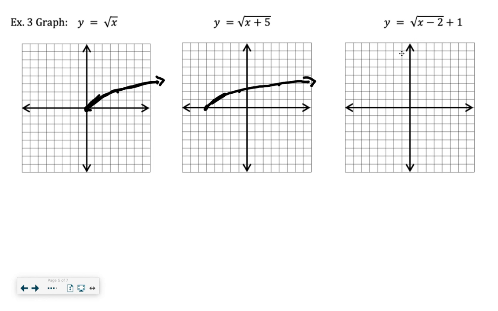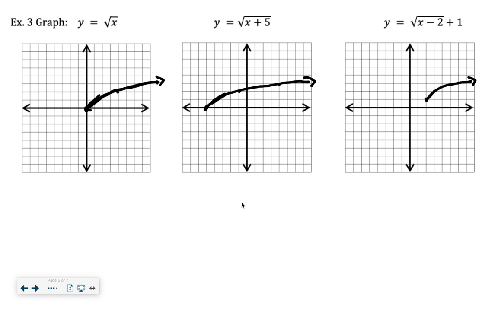Now let's try to combine both a horizontal and vertical shift here. So this is saying I want to go to the right 2 and up 1. So my original starting point of 0, 0, I'm going to go right 2 and up 1. And then from there, I can plot my next couple of points. So here would be the graph of the square root of x minus 2 plus 1. So we just combined a horizontal and a vertical shift.